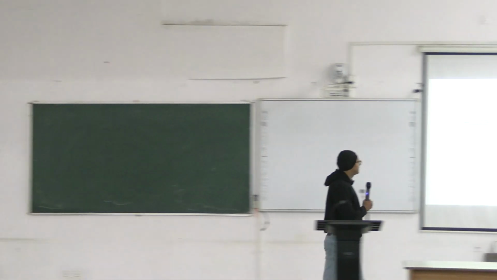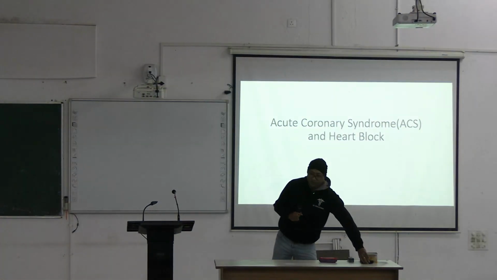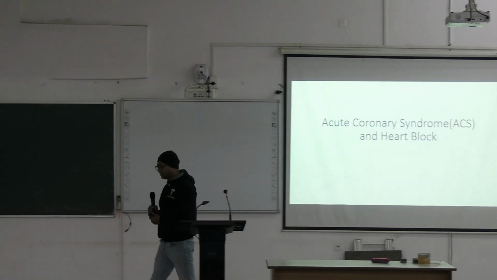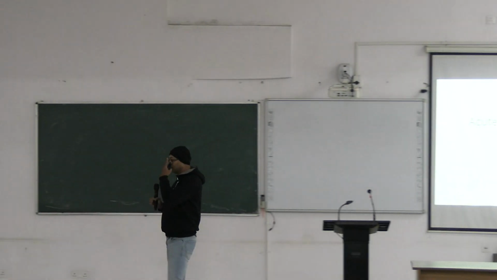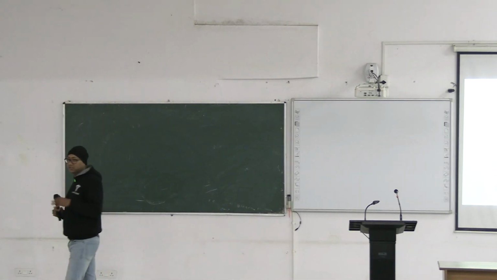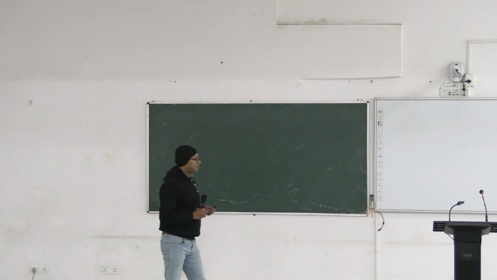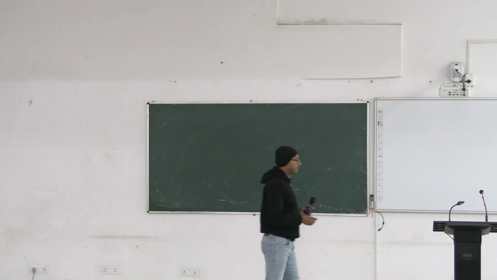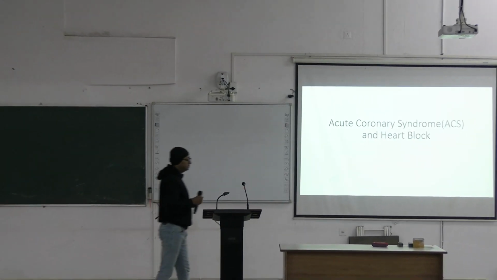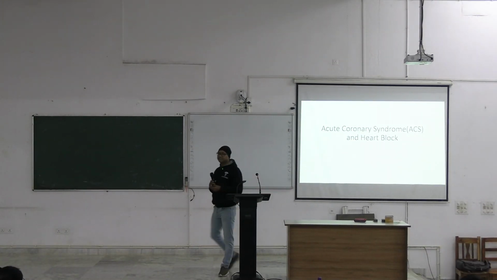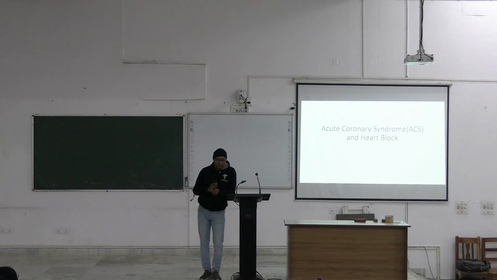Okay, so we were discussing acute coronary syndrome, and we have completed the physiological basis of acute coronary syndrome, and we are left with the heart block, right. But before I enter into heart block, I had skipped one thing that I need to discuss today, that is determination of ECG axis. Okay.